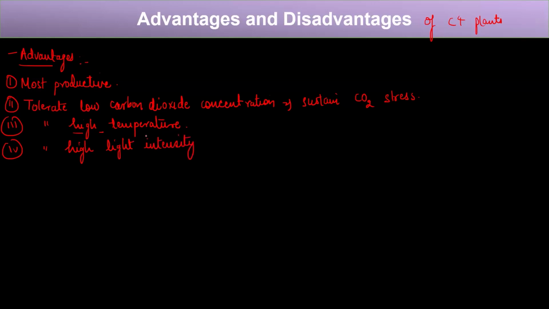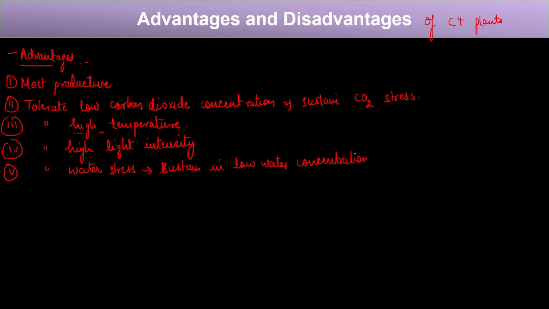Then they can also tolerate water stress. It means low water concentration. So they can tolerate water stress, which means that if these plants do not have enough water, they can still live. So they can sustain in low water concentration.